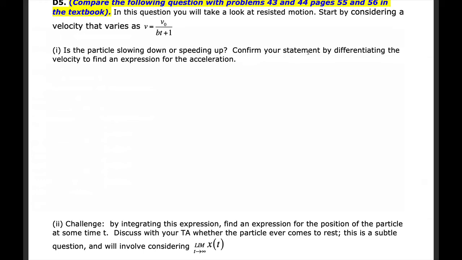In this question, you will take a look at resisted motion. Start by considering a velocity that varies as v equals v naught over b times t plus 1. V naught is a constant, b is a constant, 1 is a constant. So the first part asks, is the particle slowing down or speeding up?